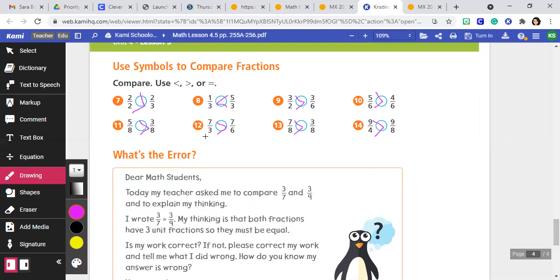Number 12, 7/3 and 7/6. We have matching numerators. So we're going to look at the denominators for the lesser denominator. That would be 3. 7/3 is greater than 7/6. Number 13 has matching denominators. So we're going to look for the larger numerator. 7/8 is greater than 3/8. Number 14 has matching numerators. So we're going to look for the lesser denominator. That's 4. 9/4 is greater than 9/8.